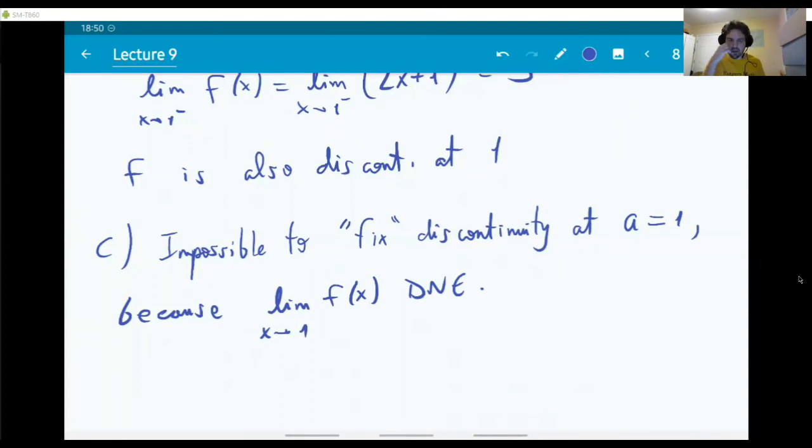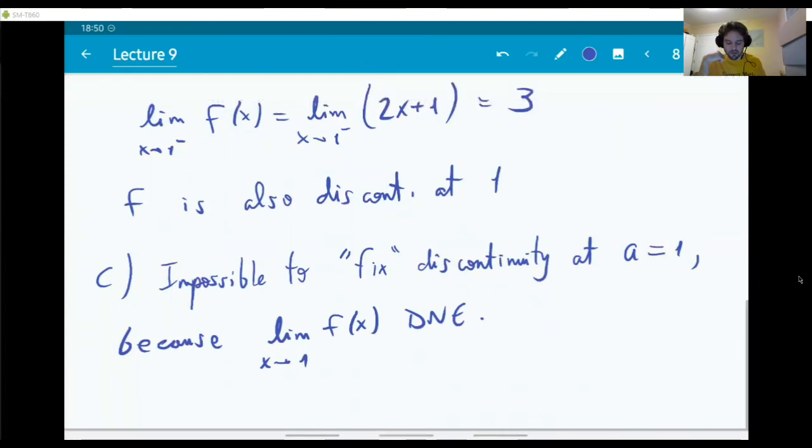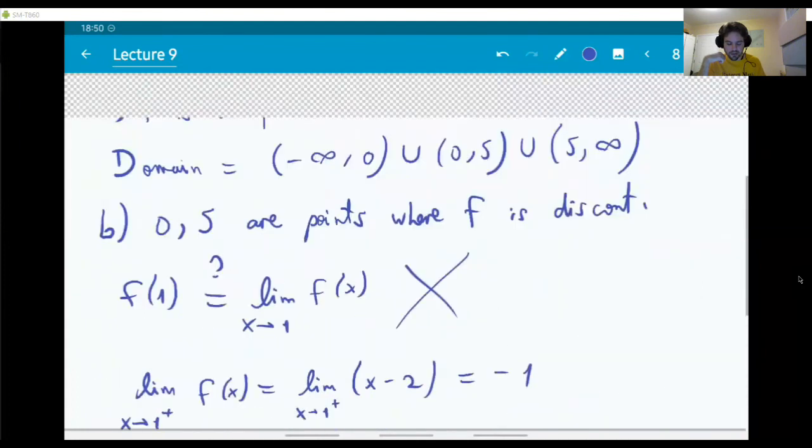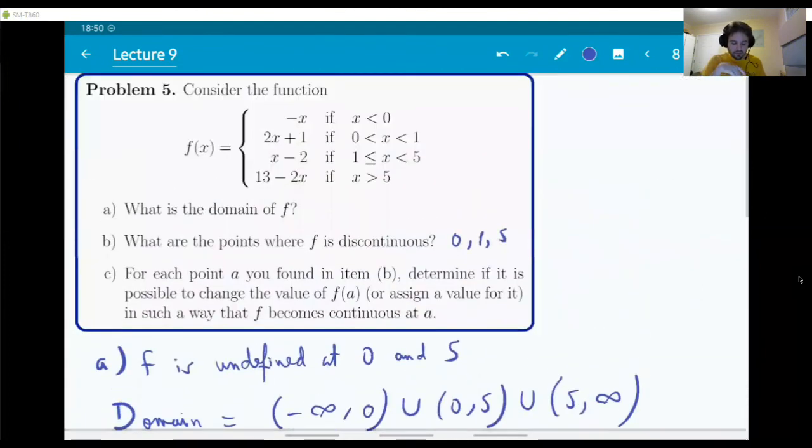So we need to analyze what happens in the other points, 0 and 5. Again, scrolling back up. What is happening at 0? We don't have a value for f of 0. We want to know if it's possible to create one. But look at the one-sided limits. These are the two expressions for f around 0. What are the limits? The one-sided limits as it goes to 0. The first one will give you a 0. The second one will give you a 1.